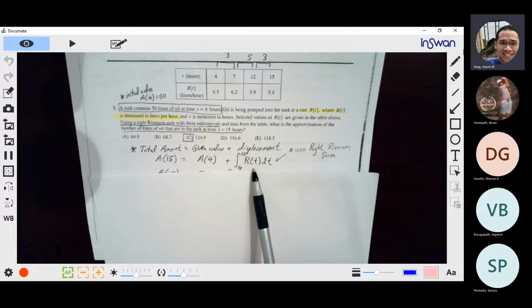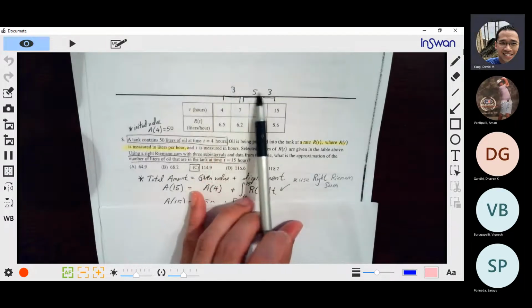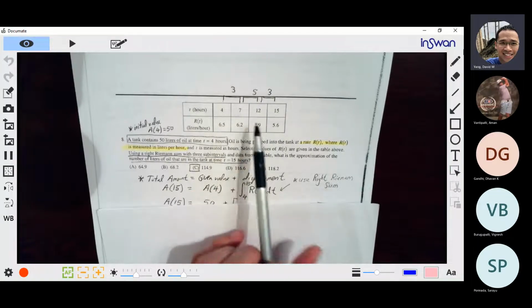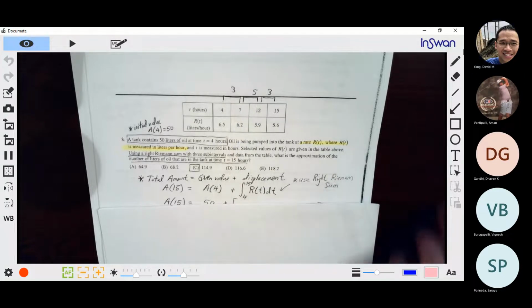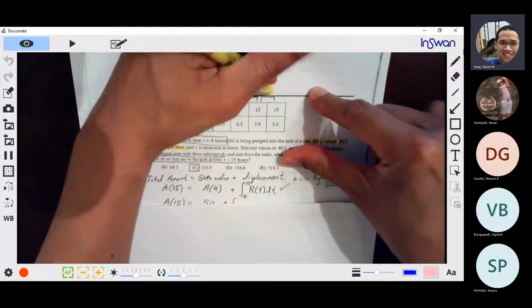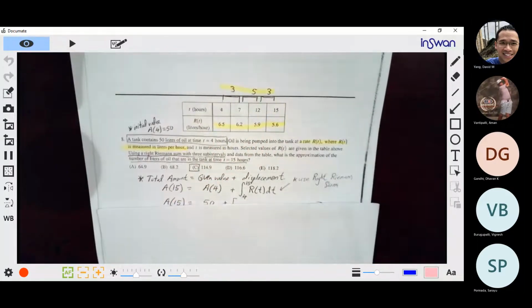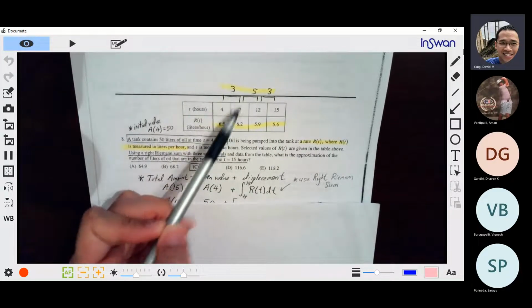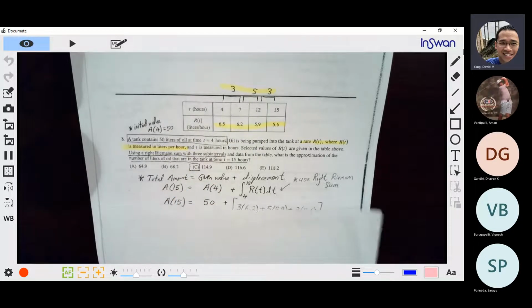So from 4 to 15, we can use a right Riemann sum. I created all the subintervals, went ahead and subtracted each subinterval to get the width. So for the right Riemann sum, I'll be relying on this 353 and relying on this bottom row here. Okay, so right Riemann sum: 3 times 6.2, 5 times 5.9, and 3 times 5.6.